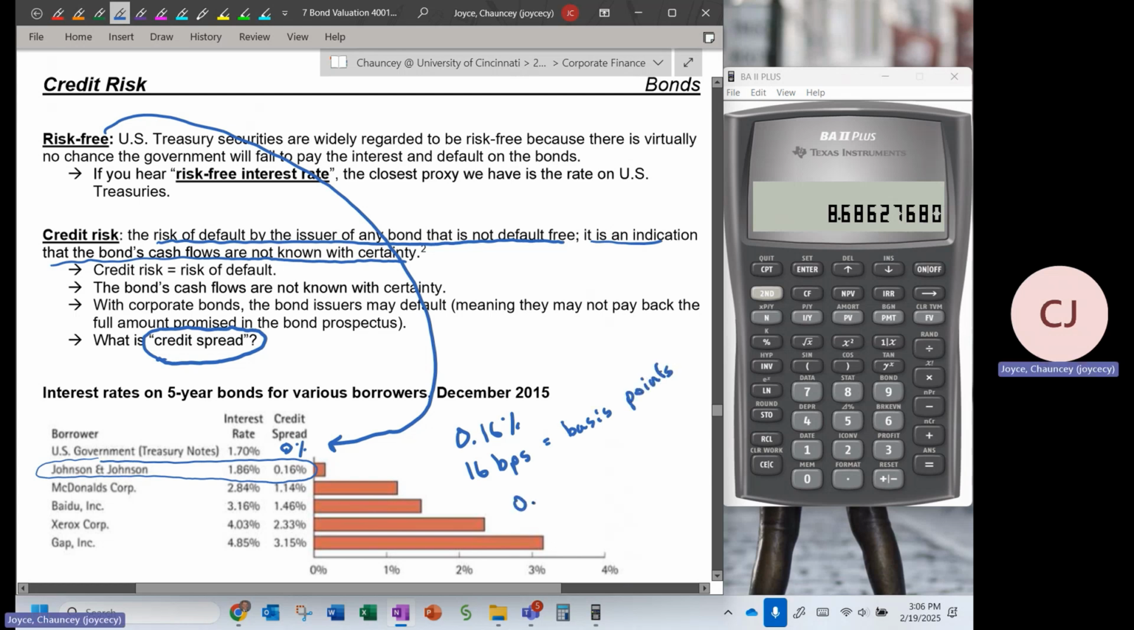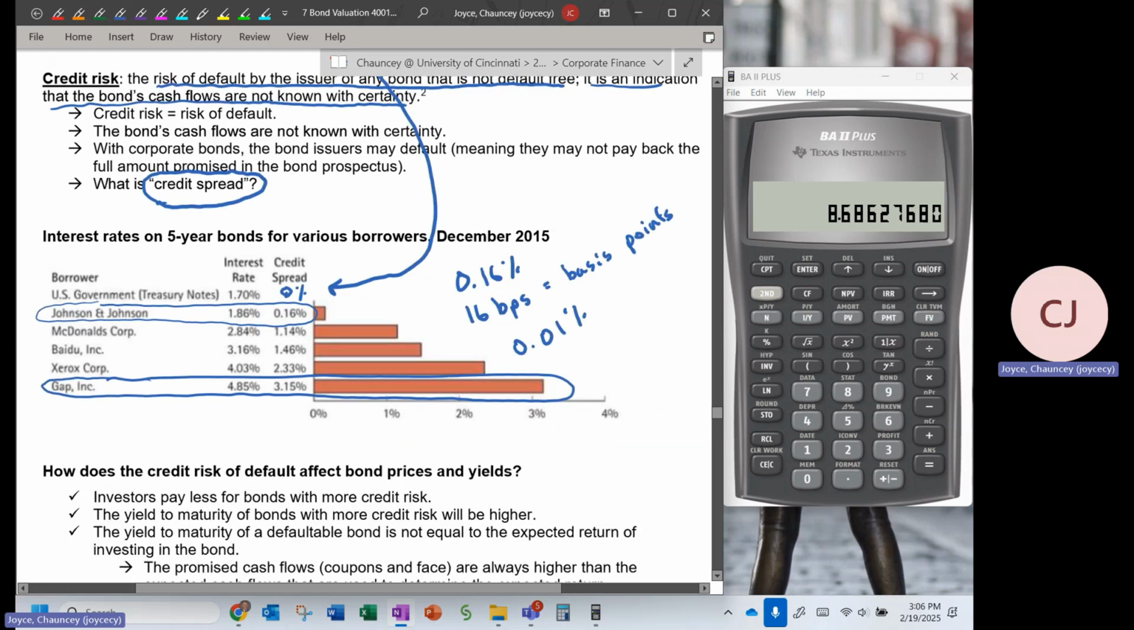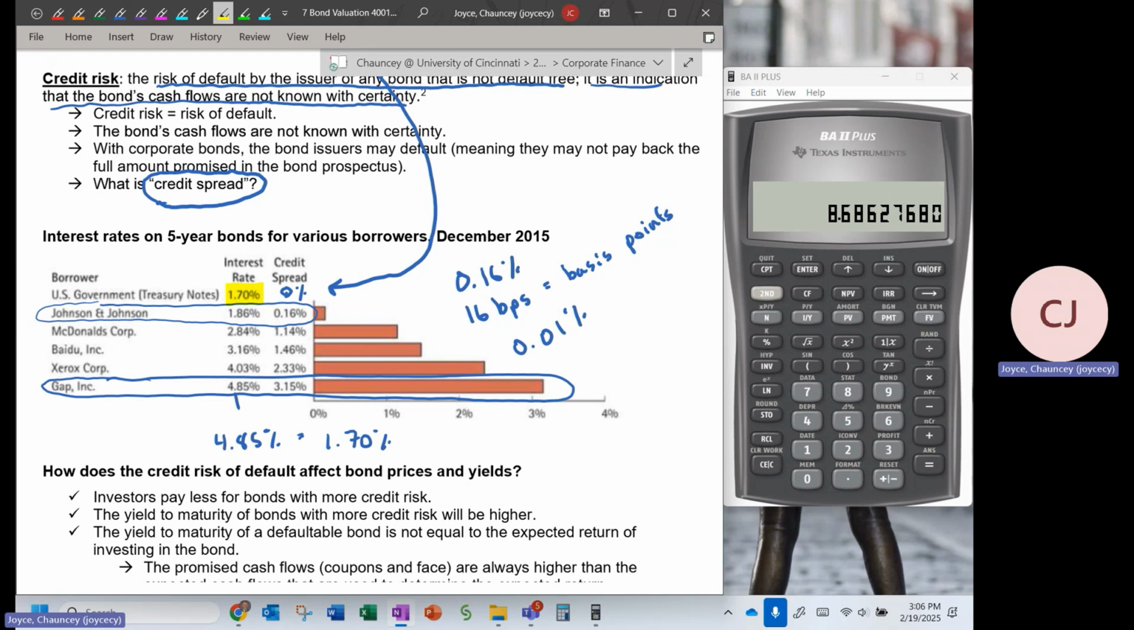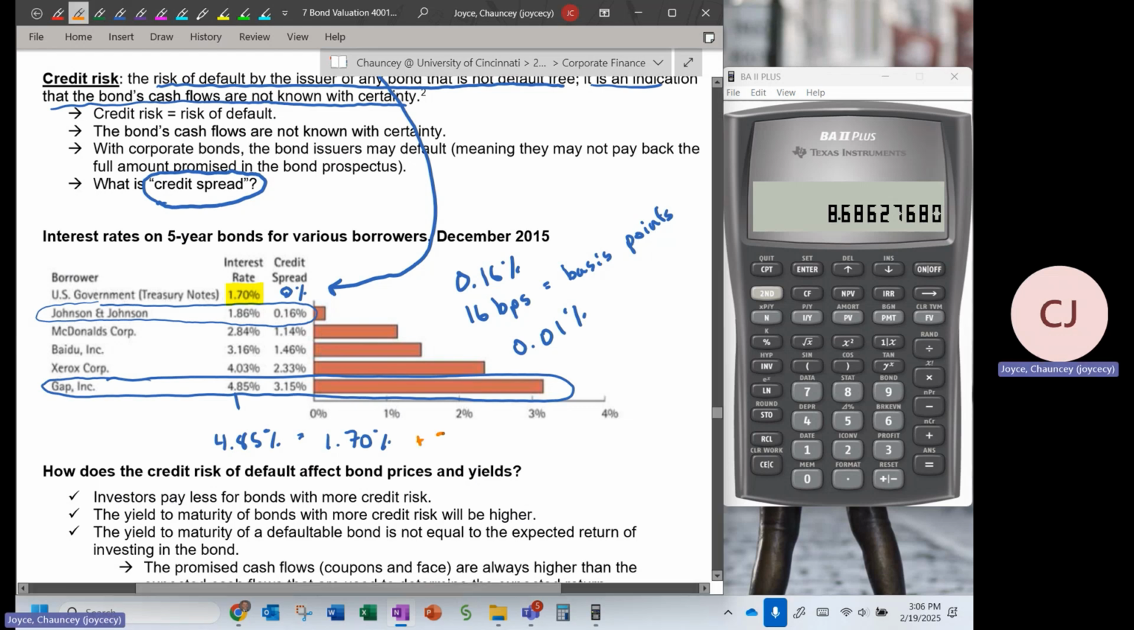So a bip is just 0.01%. It's a hundredth of a percent. So McDonald's has more credit spread, 114 bips, and Gap, I'm sure their credit spread is much higher than this now, but at the time this was made, the total yield to maturity was 4.85%, and you have the risk-free rate built in there at 1.70%, and I got that from here. And then the credit spread is the difference of those two, 3.15%.